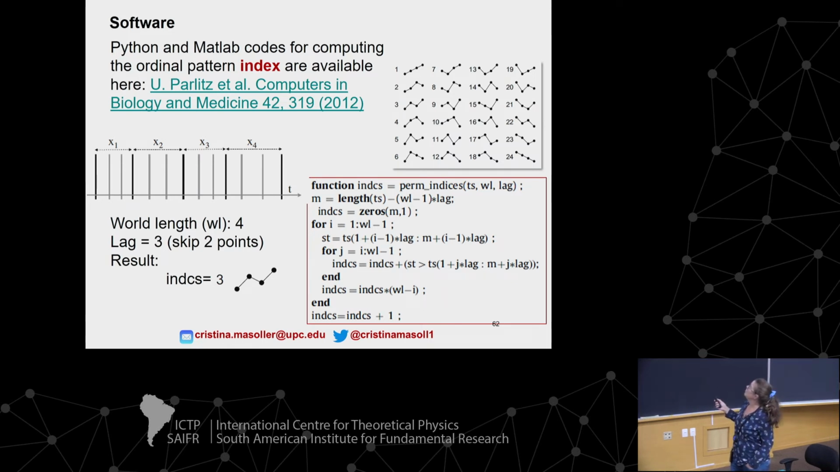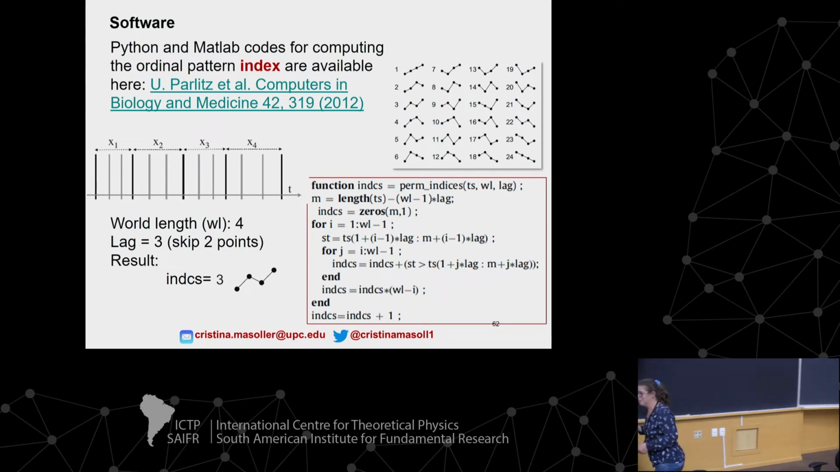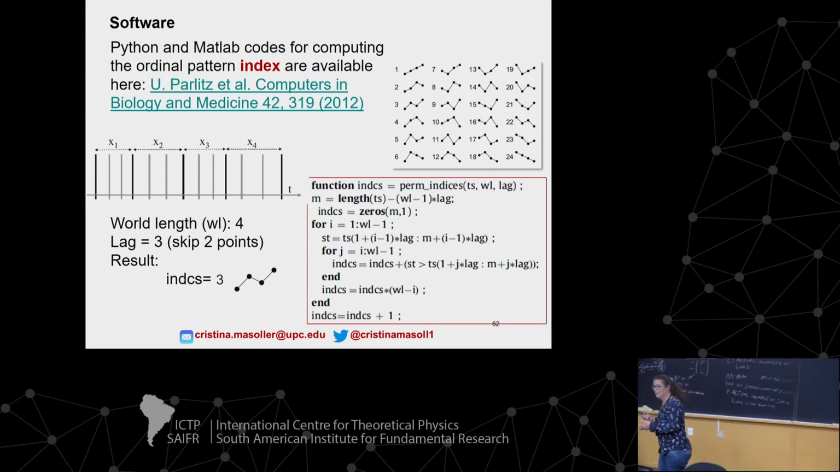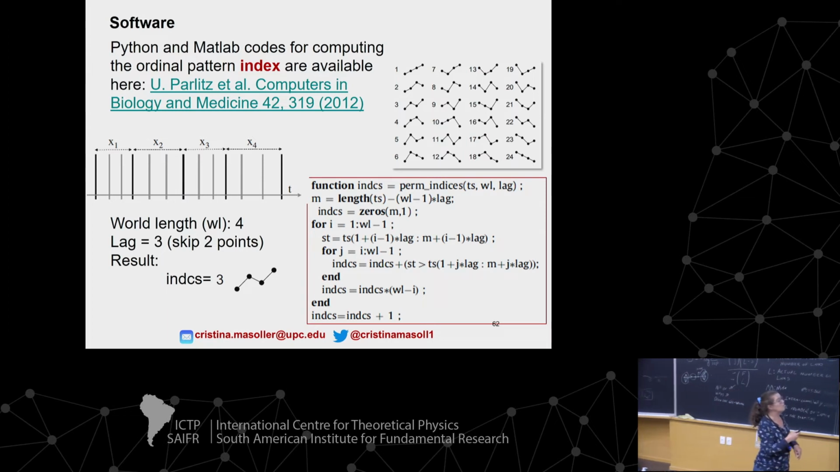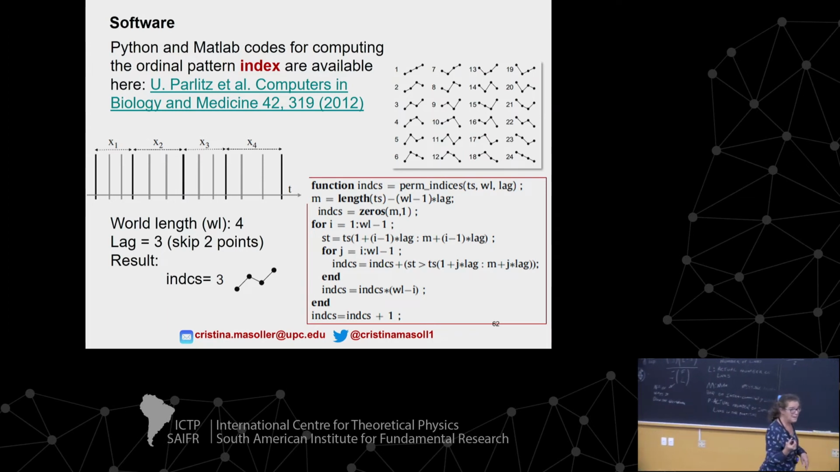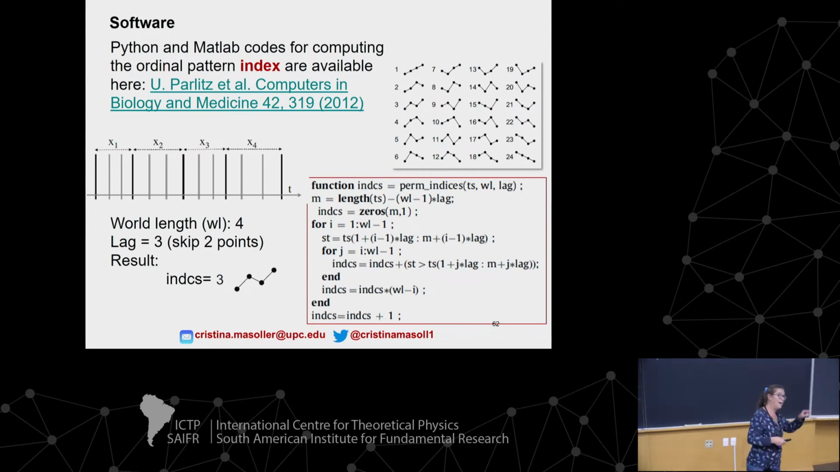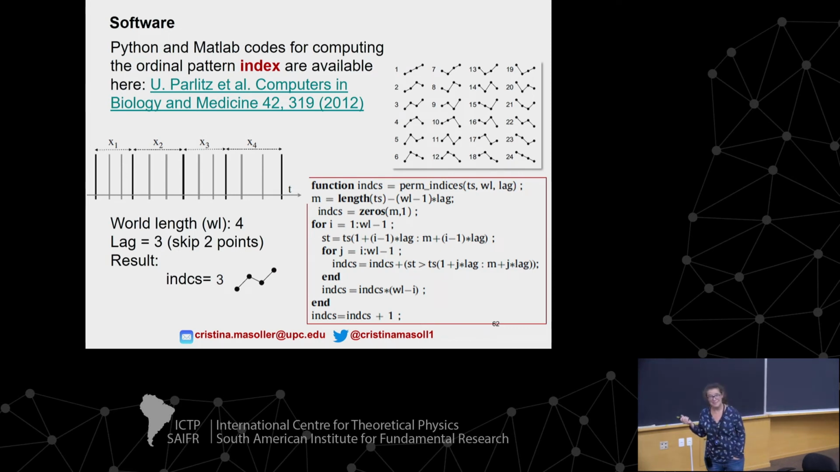This code gives you the index. It means that if you're using words of length 4, you have to give 4 values, and it will return a number between 1 and 24. For instance, if you feed the algorithm with 3, 2, 1, minus 2, it should give you the number 24. If you feed the algorithm with minus 2, 1, 100, and 2,000, it will give you number 1, and so on. So one of the exercises will be to test this algorithm, test that it works.